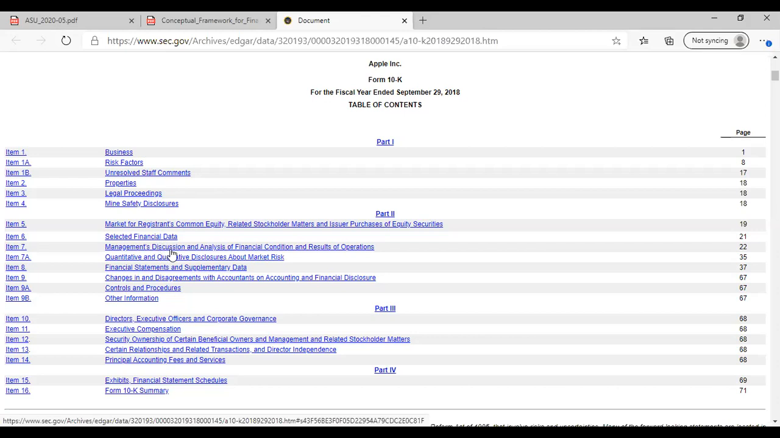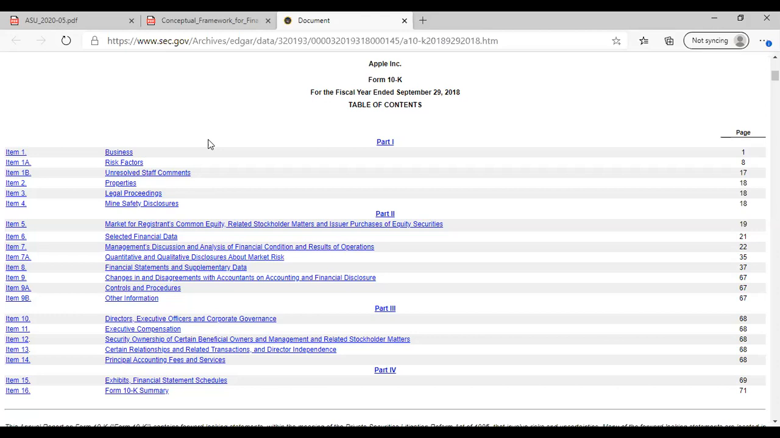Selected financial data, management discussion and analysis of financial condition, quantitative and qualitative disclosures about market risk, financial statement supplementary data, changes in and disagreements with accountants on accounting and financial disclosure, controls and procedures. Now we get down into part 3 and we see some different things here about the company hierarchy, directors, executive officers, and corporate governance, executive compensation.